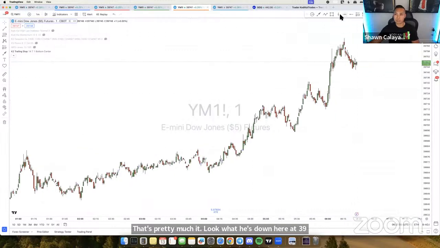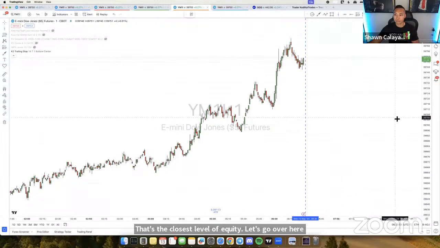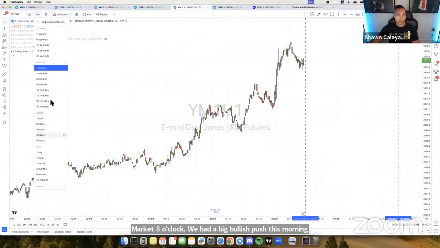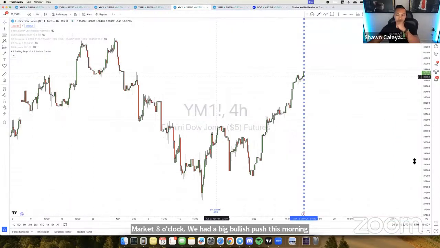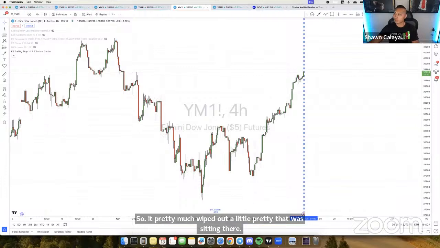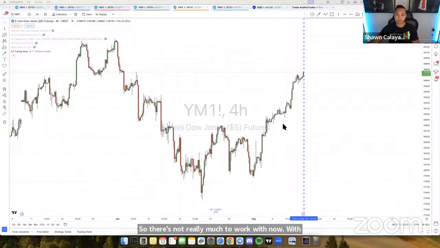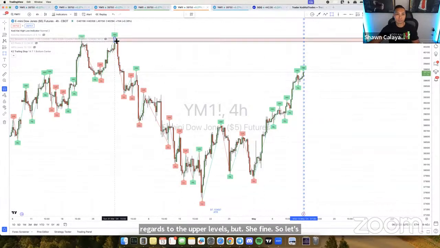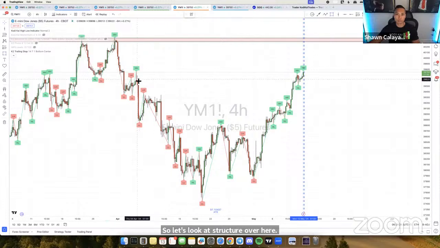Let's go over here to the clean chart. I'm going to mark up 6:30. Mark up 8 o'clock. We had a big bullish push this morning. So it pretty much wiped out the liquidity that was sitting there. So there's not really much to work with now with regard to the upper levels, but it should be fine. So let's look at structure over here. Structure up there.